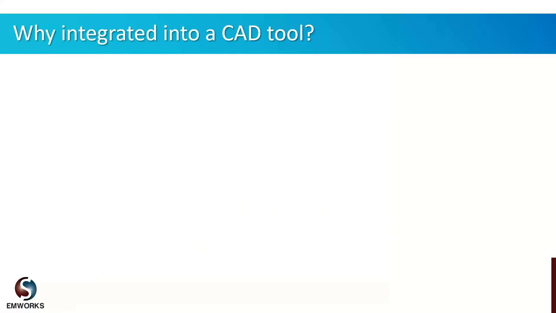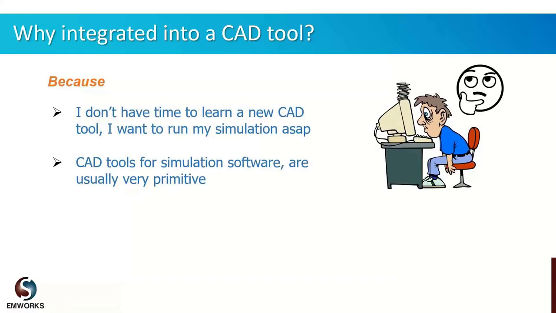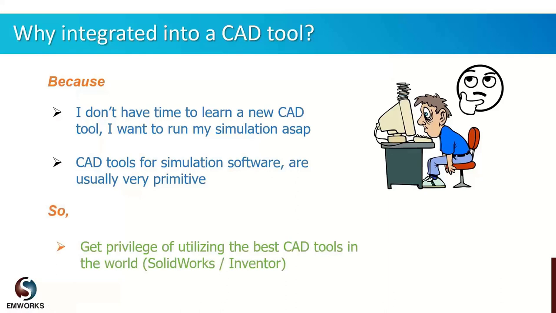The idea that lay behind integrating electromagnetic simulation software into a CAD tool is innovative and fresh. Conventionally, if you want to use a new simulation software, you have to put tremendous effort and time into learning a new modeling environment first, and only after that can you start your simulation. Furthermore, modeling features inside a simulation software are usually very primitive, not meant for complex geometry. So why don't you get the privilege of using arguably the best CAD tools in the world, either SolidWorks or Inventor?